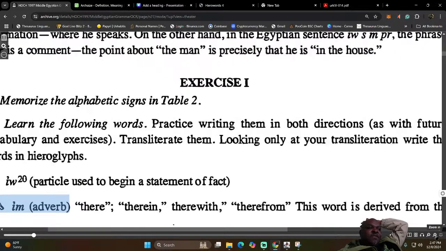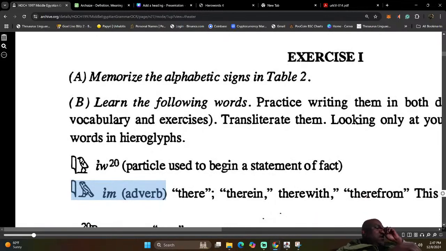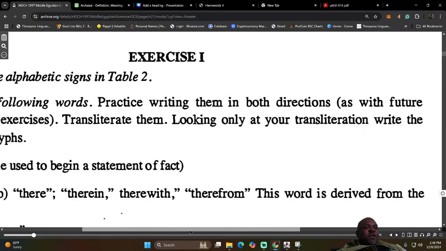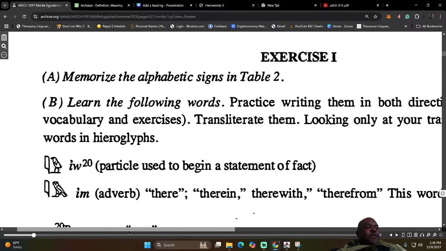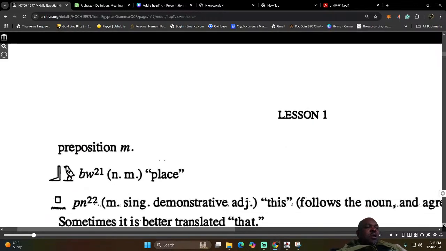I'm going to make these bigger for the fun of it. That's an adverb made off of a preposition. I said it was a preposition made off of an adverb. The root is just an M. But if you got IM, you got the adverb there, therein, therewith, therefrom, but not therefore. And we'll talk about all of these.